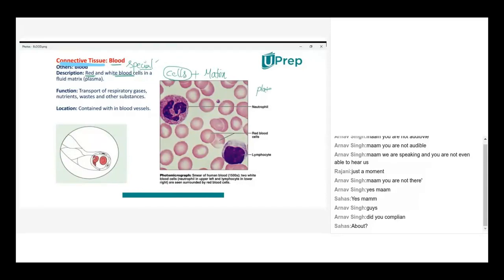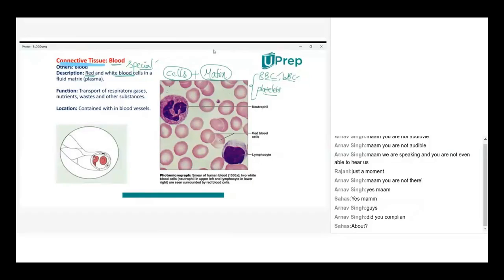These are all different types of cells we will find in blood. RBC, red blood cells. WBC, white blood cells. Along with the red blood cells and white blood cells, you will have platelets. Blood platelets generally we call them. Now all these cells are inside a matrix. That's why blood is called connective tissue. Now all these cells are present in a matrix.